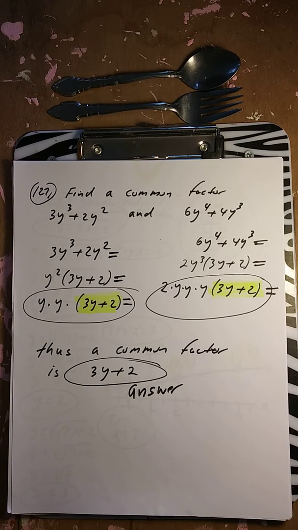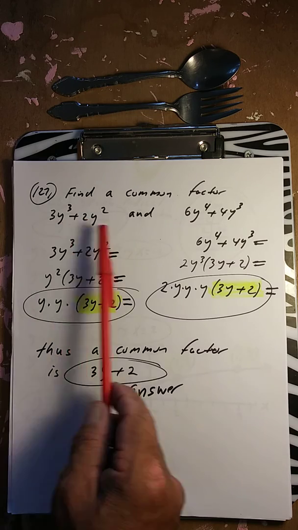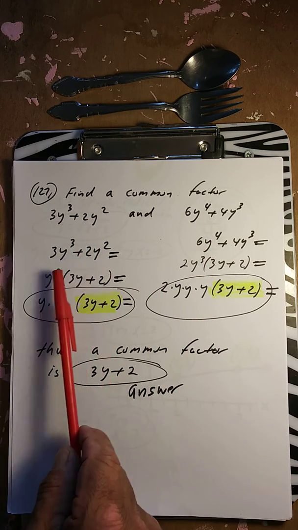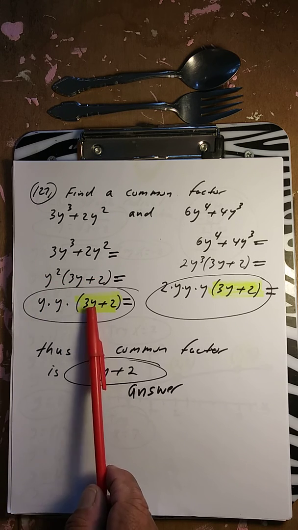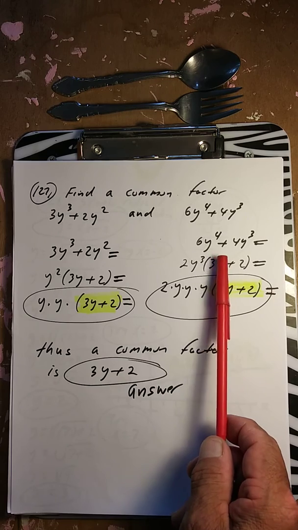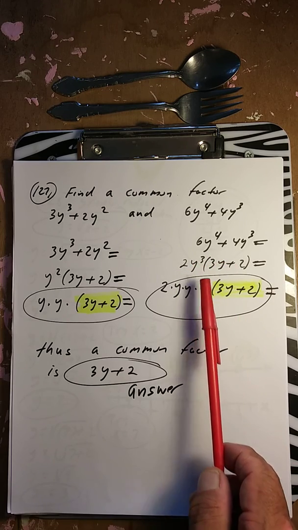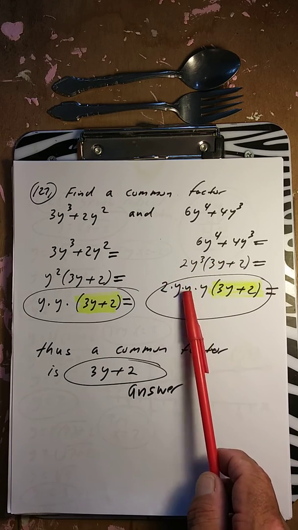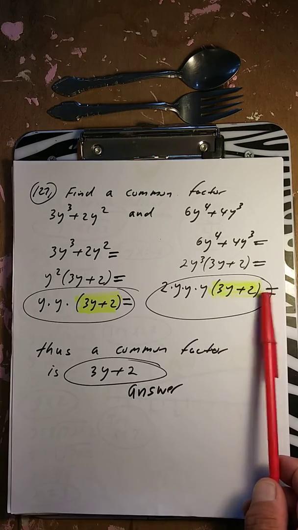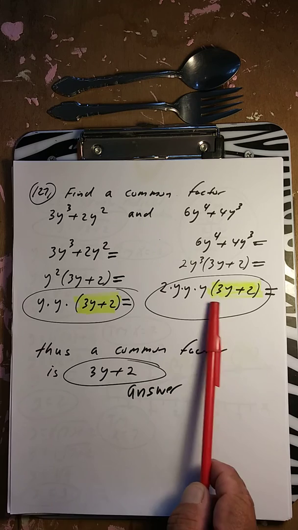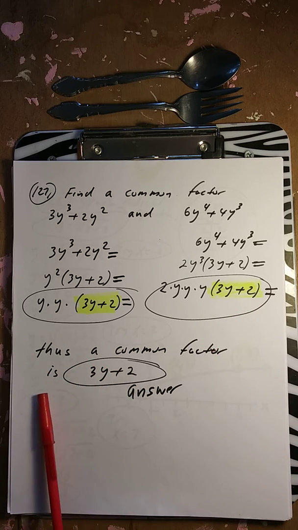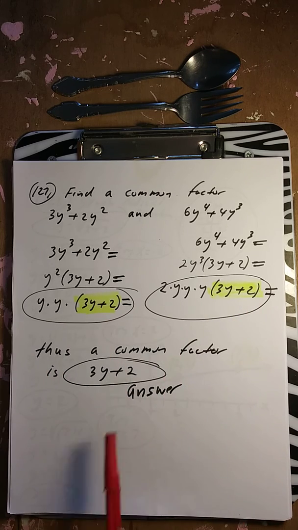Find a common factor. Well, let's write it down. This is this one and this one. So this one, I take a y squared out, and then y squared is y times y. What's left over? 3y plus 2. Over here, I take a 2y cubed out. So now you have 2 times y times y times y, 3y plus 2. There's also other factors, but we're going to pick this one. 3y plus 2 is here, 3y plus 2 is here. Thus, a common factor is 3y plus 2. That's one of them.